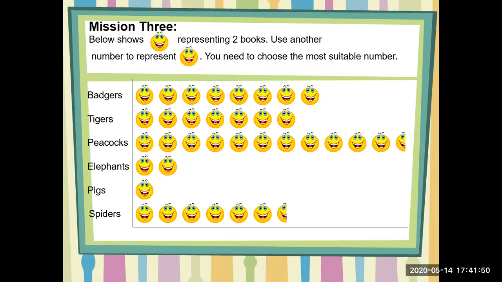Mission 3. Below shows smiley representing 2 books. Use another number to represent the smiley. You need to choose the most suitable number. Think carefully. You need to choose the most suitable number to go with the smiley.